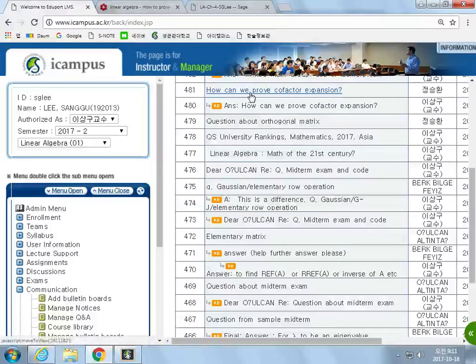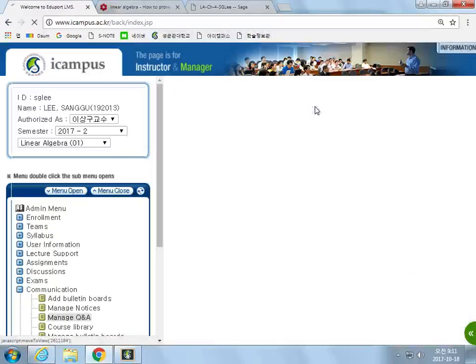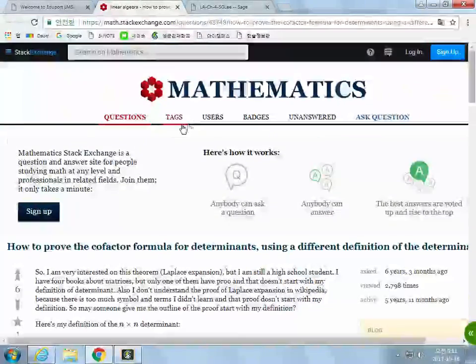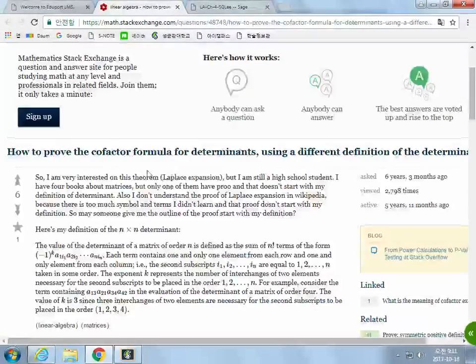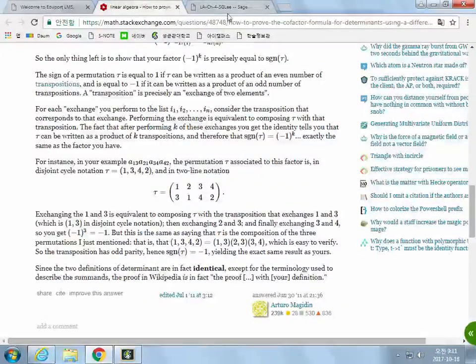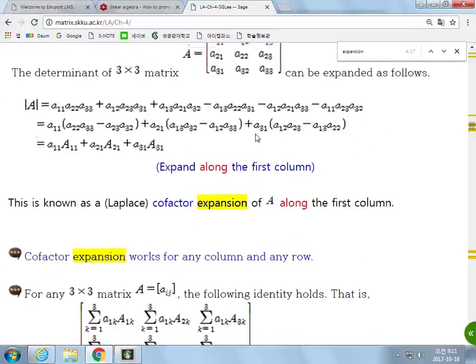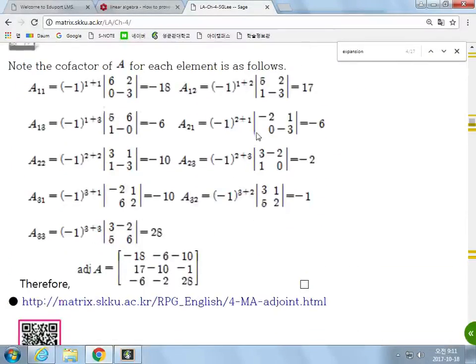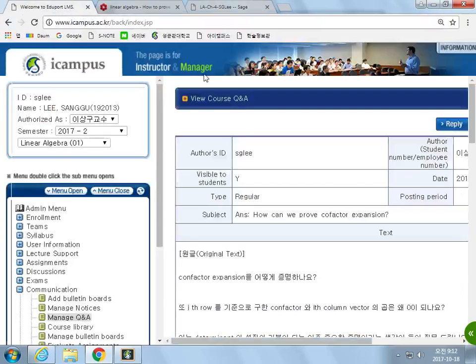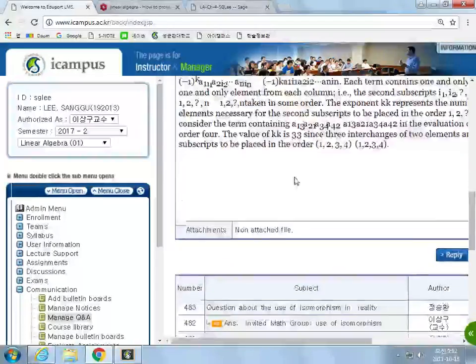And here, how can we prove cofactor expansion? Actually, on Quora, the same question was raised and it was answered here. So you can take a look, and you will also be able to find some information from our textbook. Actually, it's based on the definition and properties of determinant to derive the Laplace cofactor expansions.